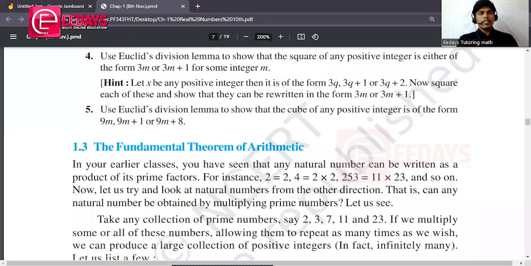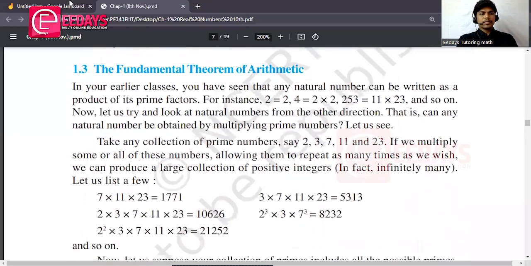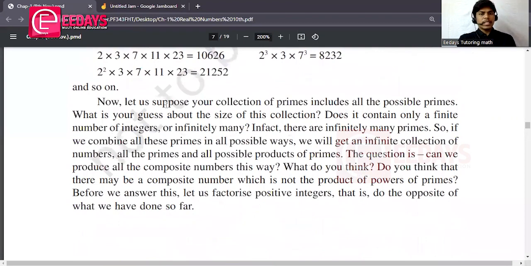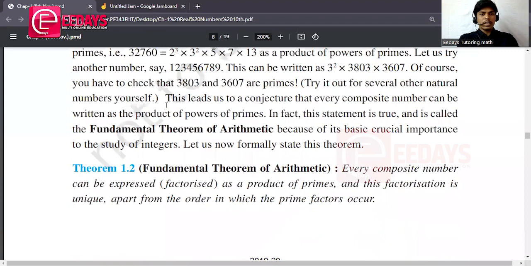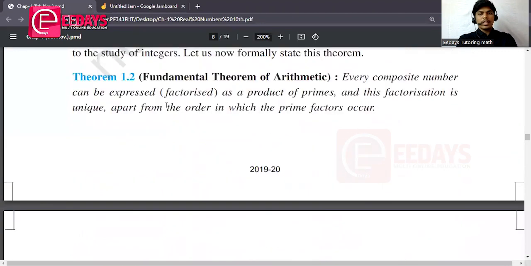I think the screen is visible, everyone. Yesterday we discussed the fundamental theorem of arithmetic. In there, we solved the relation between HCF and LCM. Let's revise all the topics. Fundamental theorem of arithmetic.